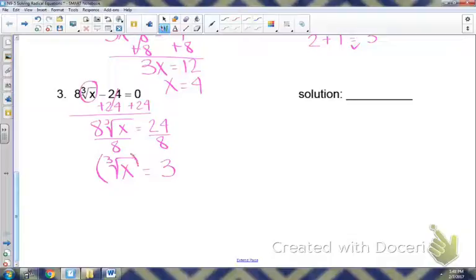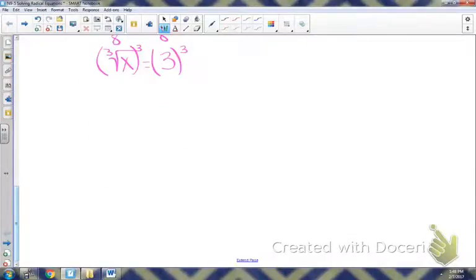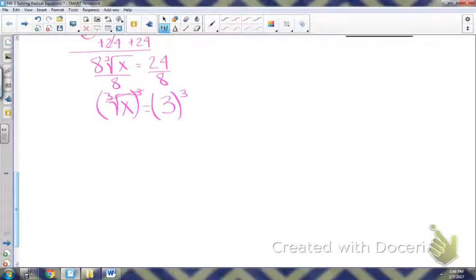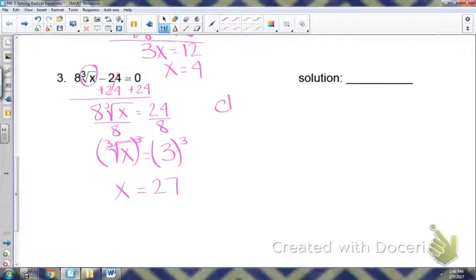So we get rid of the cube root, we're cubing both sides. So that just gets rid of the radical. You're left with the radicand, which is the term under the radical, which is x. 3 cubed, 3 times 3 times 3, you should get 27. So let's check it.